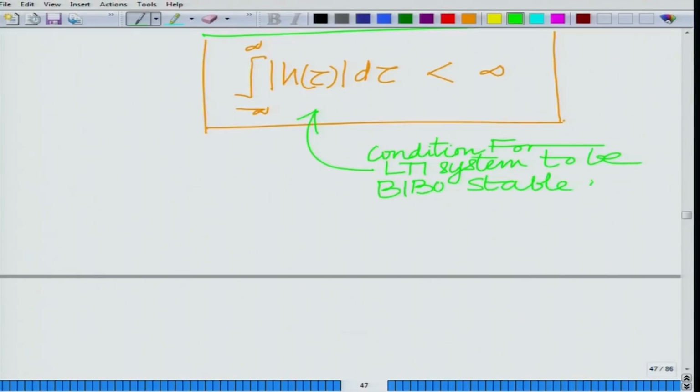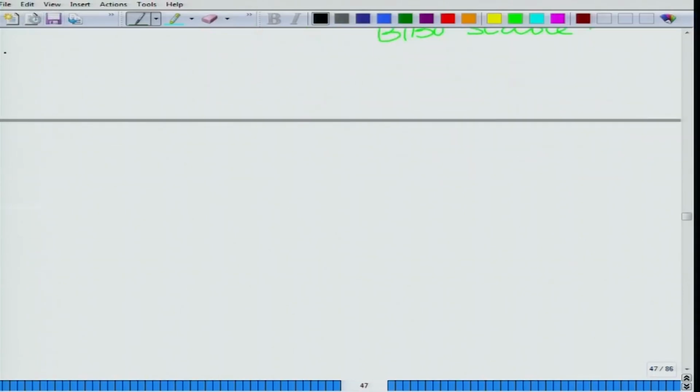This is the condition for bounded input bounded output (BIBO) stability of an LTI system. Now, another important aspect that we can take a look at is that of the eigenfunctions of an LTI system. What are the eigenfunctions?